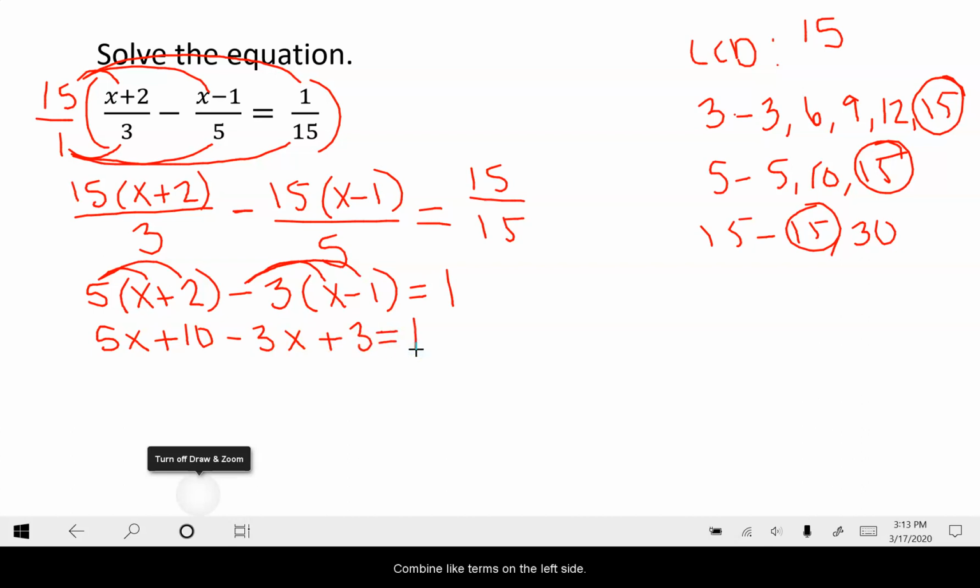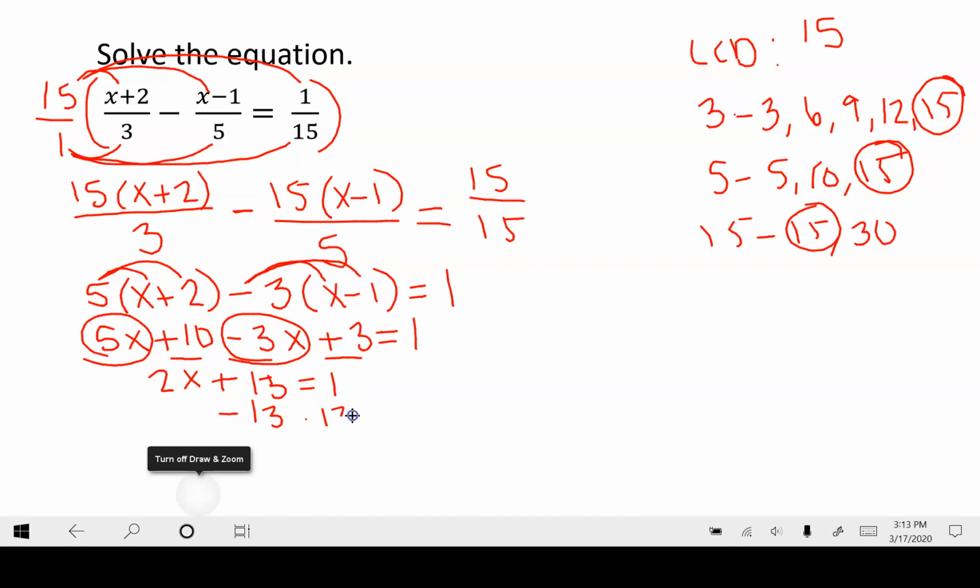Combine like terms on the left side. So when you're combining like terms, you keep the signs the same. So 5x minus 3x is 2x. Then 10 plus 3 is 13. I need to get x by itself. So subtract 13 on each side. And then last, divide by 2. So x equals negative 6.